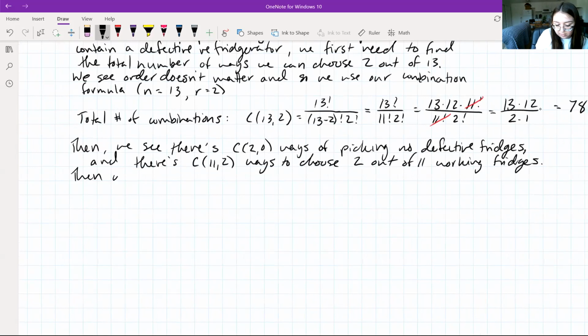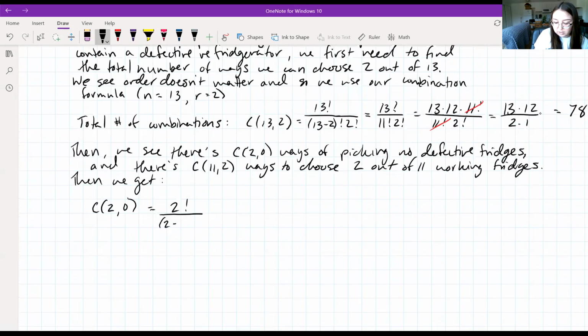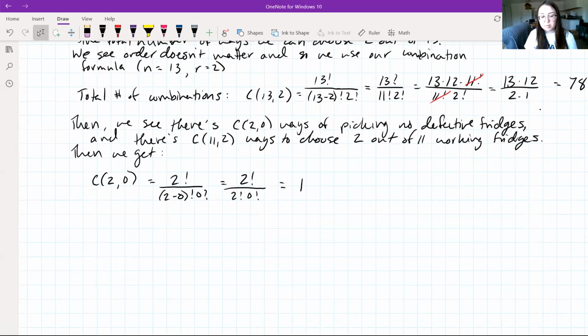So our first one being C of 2, 0, which we write as 2 factorial divided by 2 minus 0 factorial times 0 factorial. It's going to be 2 factorial divided by 2 factorial times 0 factorial. This is just going to give us 1. So there's one way to pick a sample of 2 with 0 defective fridges.